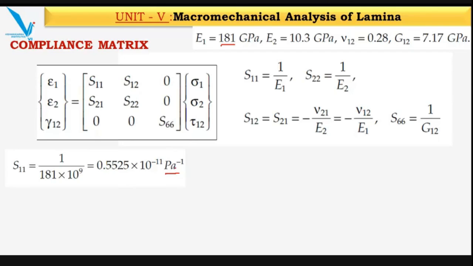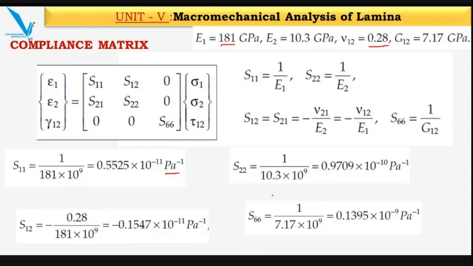Then S12. S12 is minus the Poisson's ratio 12 upon E1. Nu 12 is given, nu 21 is not given. These are not the same, but the ratio is the same. So nu 12 is given as 0.28, upon E1, which is given, so we can get this. Similarly, you can find out S22 and S66, which is the reciprocal of the shear modulus. Once you get this, you have got the whole S matrix.